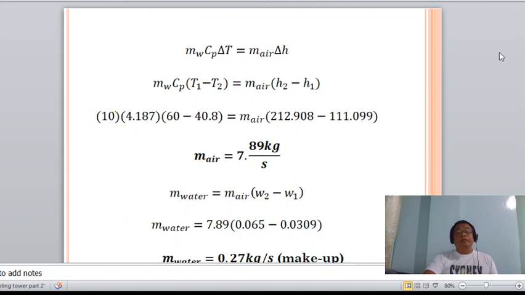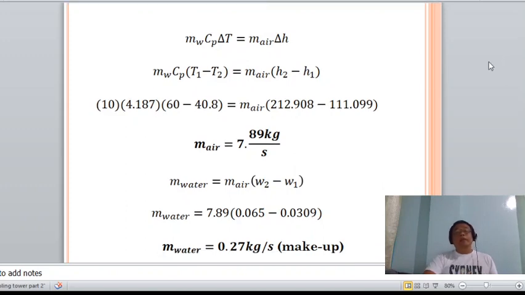Okay? So again, equating the formula, the heat carried by the jacket water is equal to the heat absorbed by the air. Substituting values, mass of water is 10 kilograms per second, and the specific heat is 4.187 or 4.19, multiplied by the change in temperature of 60 minus 40.8, and this equals the mass of air multiplied by the change in enthalpy of air. Mass of air is now 7.89 kilograms per second.